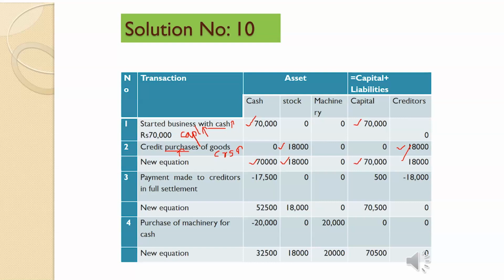The next transaction is payment made to creditors in full settlement. So we settle the amount. Actually the value is 18,000, but we have to pay only 17,500. So the difference between these two, 500, is the discount received. That is a revenue for us, so that amount is added with the amount of capital. So discount received 500.